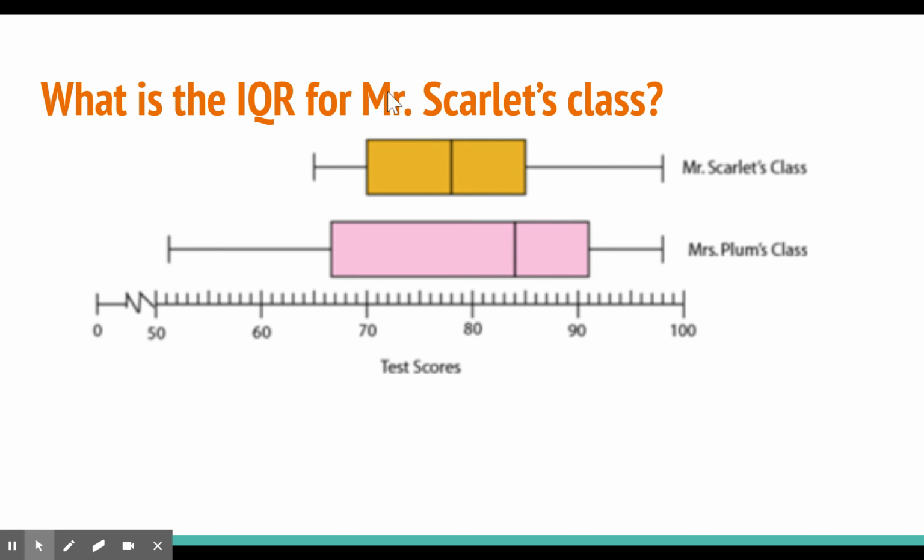The interquartile range for Mr. Scarlett's class, remember IQR is Q3 minus Q1, so we got to do a little work here. I would like for you to pause and actually think about this for a second. I would like for you to calculate Mr. Scarlett and Mrs. Plum's box and whisker plot IQRs for me before you look at the answers. So give yourself a moment, look at the slide, think about what numbers these line up with, see if you can tell just by eyeballing it.